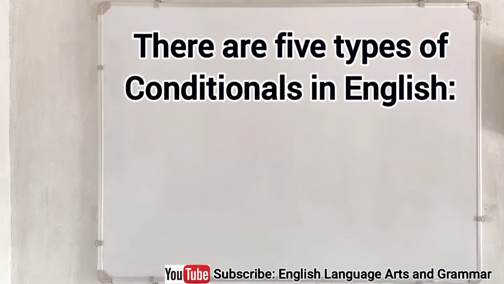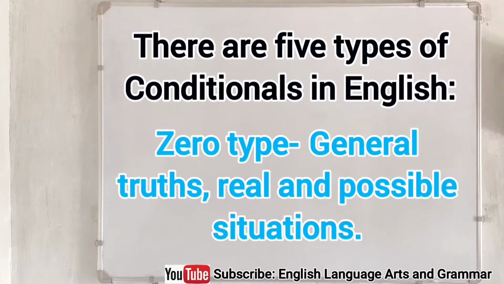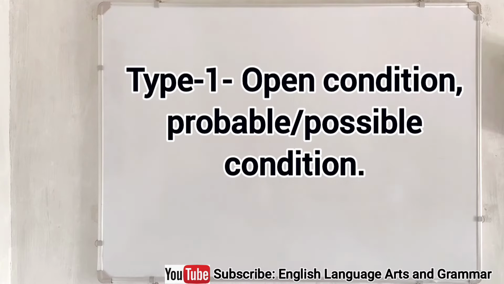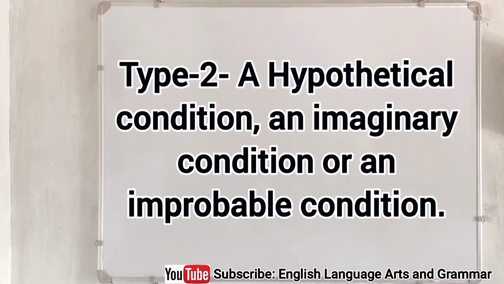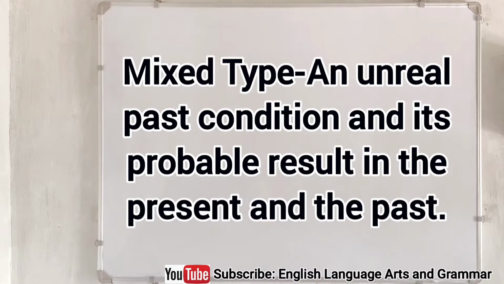There are 5 types of conditionals in English. Zero type, which talks about general truths, real and possible situations. Type-1, an open condition, which talks about probable or possible condition in the present. Type-2, a hypothetical condition or an imaginary condition or an improbable condition. Type-3, an impossible condition or an unreal past condition or an unfulfilled condition. Finally, the mixed type, an unreal past condition and its probable result in the present and in the past.